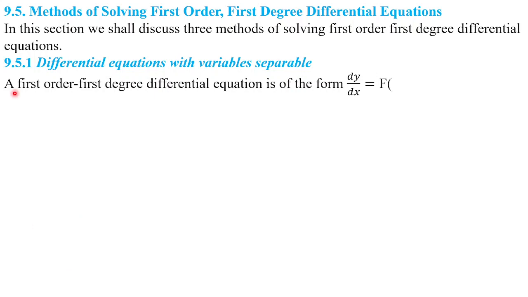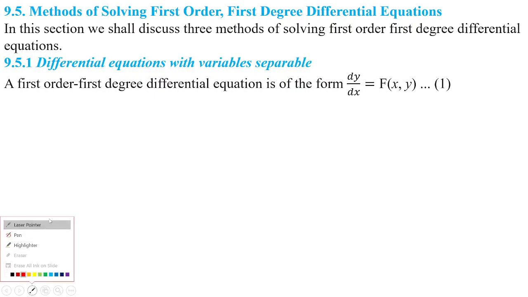See here this point. A first order, first degree differential equation is of the form dy by dx is equal to f of x comma y. Any first order, first degree differential equation will be in the form dy by dx is equal to f of x comma y, where f of x comma y denotes a function in the variables x and y. This is called the first order, first degree differential equation form. Now, how to solve it? By separating the variables. Listen to this method carefully, my children.